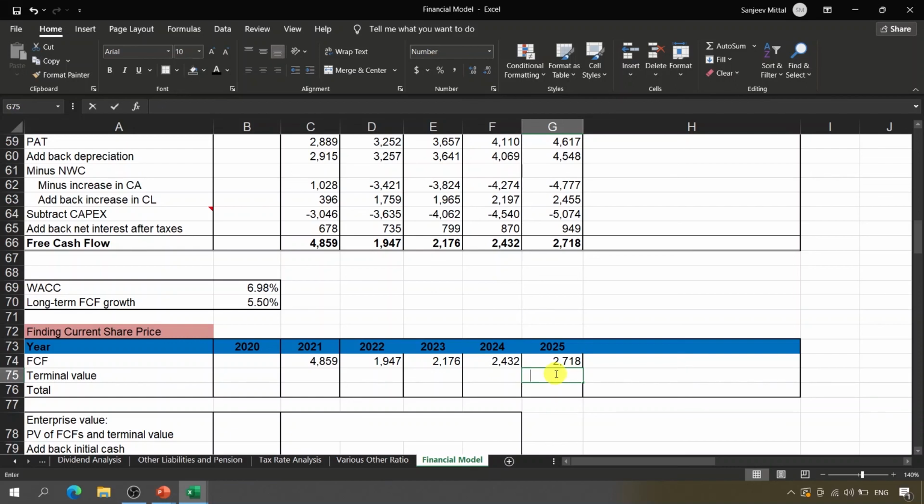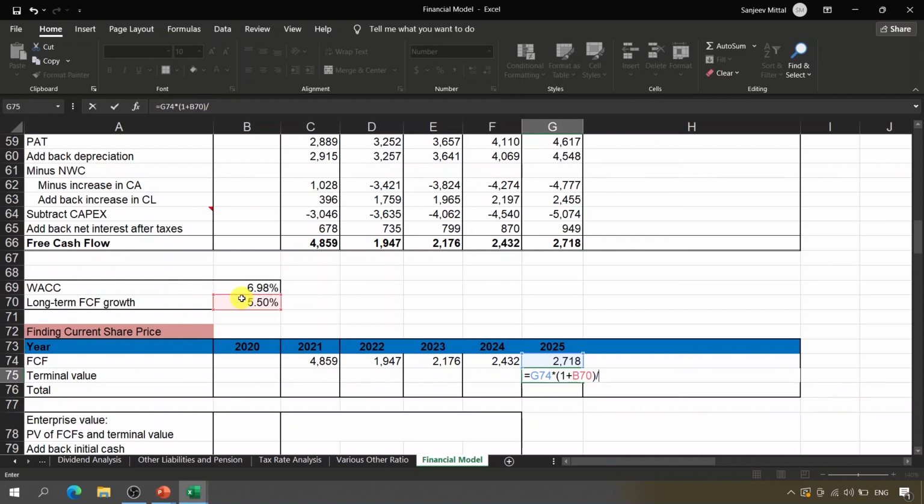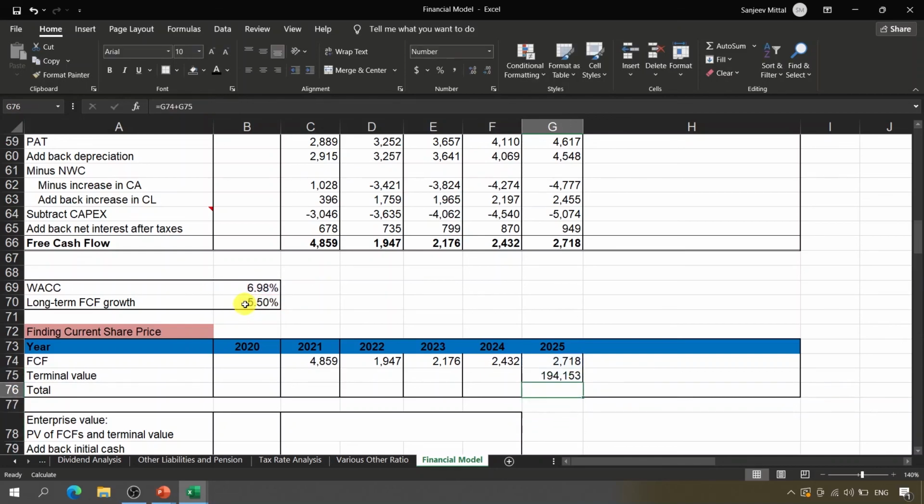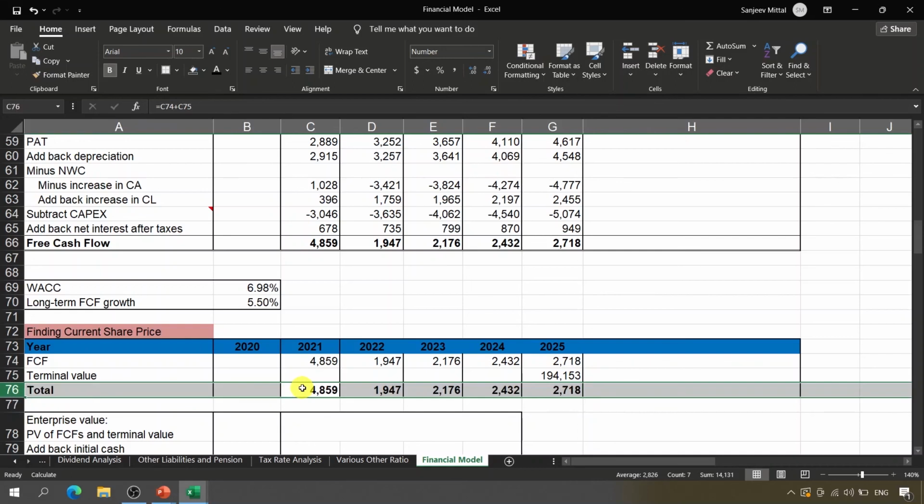For finding the terminal value, we already know that we shall take the cash flow for the year 2025 and we multiply it with 1 plus the sustainable growth rate, and then we simply divide it with our WACC minus our long-term sustainable growth rate, and we get our terminal value here. Once we get the terminal value, we can simply do an addition of these cash flows, and we will get these numbers as you can see here.